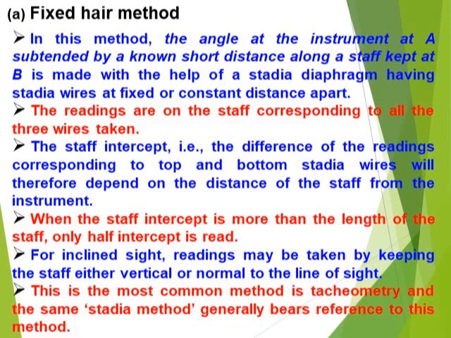The staff intercept, that is, the difference of the readings corresponding to the top and the bottom stadia wires, will therefore depend on the distance of the staff from the instrument. When the staff intercept is more than the length of the staff, only half intercept is read. For inclined sight, readings may be taken by keeping the staff either vertical or normal to the line of sight. This is the most common method in tacheometry, and the same stadia method generally bears reference to this method.